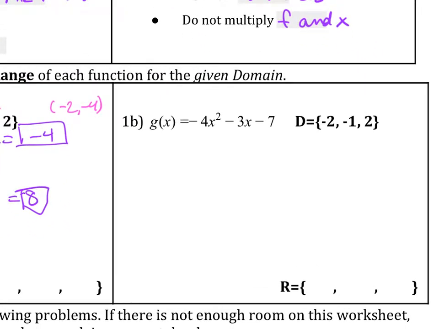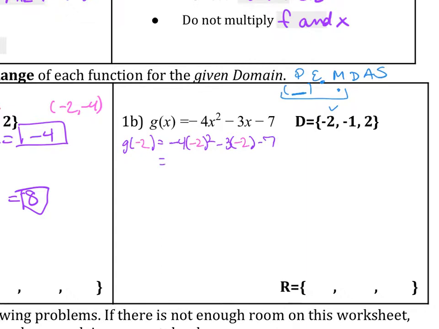Now we need to remember our order of operations, and that's PEMDAS or GEMDAS. P is our parentheses; we do whatever happens inside. Then we have the exponents. Then we have to multiply. Those are the three that I want to concentrate on. So let's do, our domain is negative 2, or x. So g of negative 2 equals negative 4 times negative 2 squared minus 3 times negative 2 minus 7.